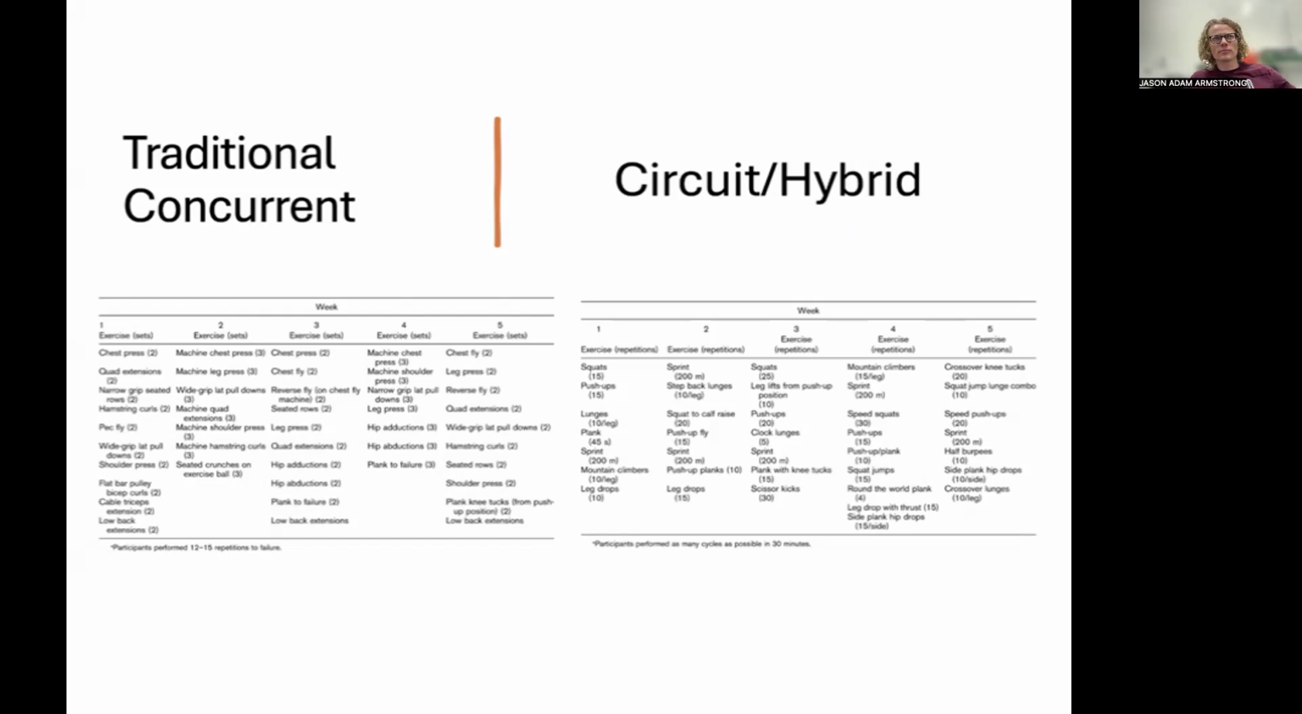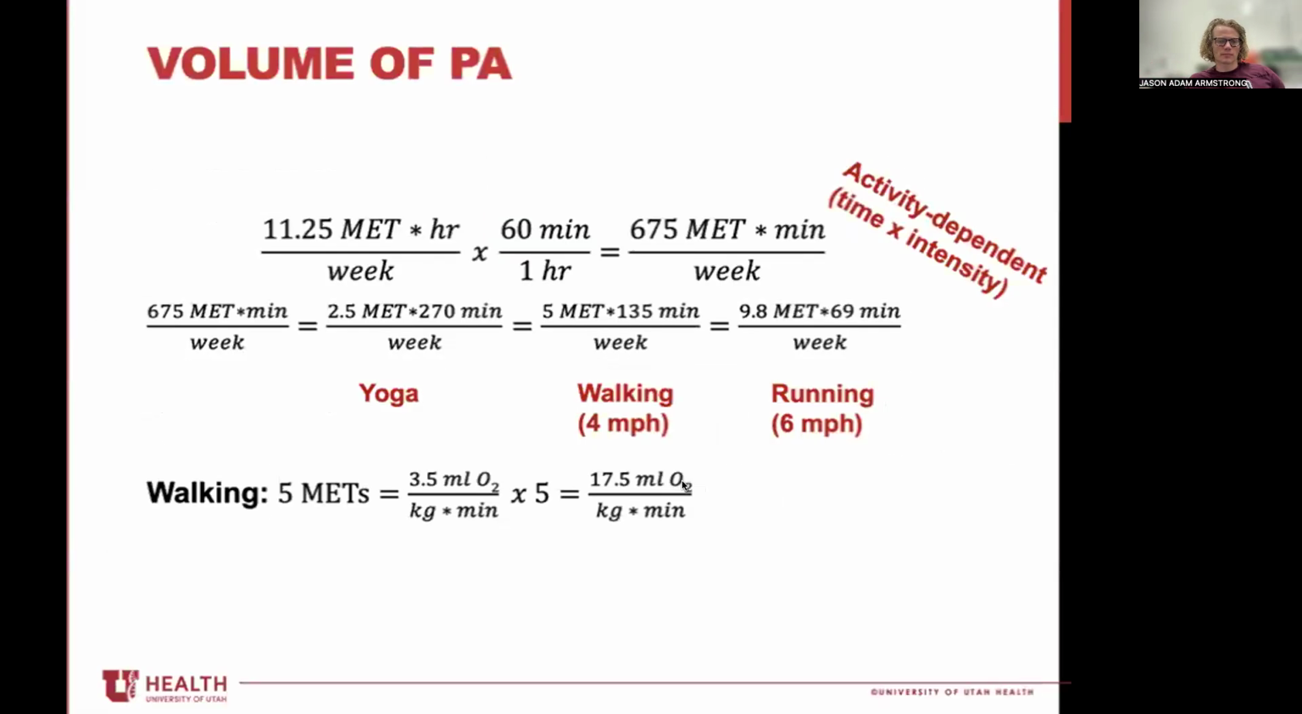I will say both training modes seem to be, generally when I look at the literature, similarly effective, actually. Doesn't seem like there's a significant difference in aerobic capacity changes between the two types of training. Okay. I'm going to run you through this math. I won't make you do this math, but I do want you to understand it.